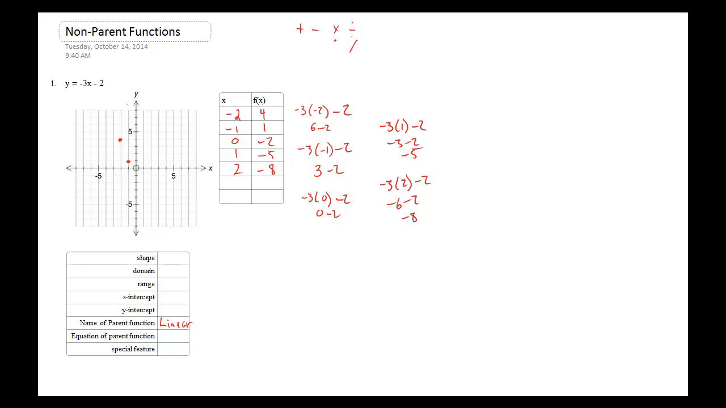I put them on my table. I put all my points down: 0, -2; 1, -5; and 2, -8. And you should notice that we have a reasonably nice straight line, just like we guessed. So the shape, of course, would be linear.